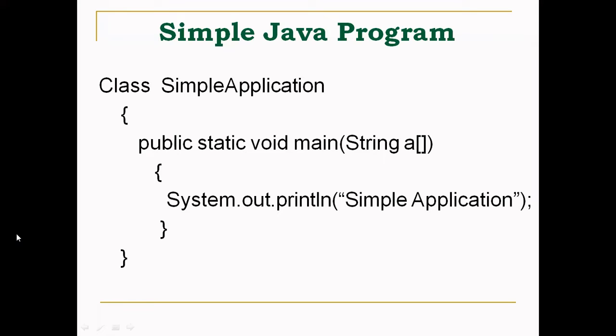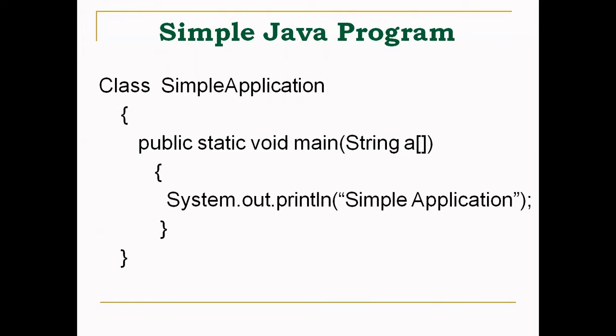Here public and static are modifiers. We'll see them later. A public method can be accessed from outside the class. Otherwise, the method cannot be used from outside. So it is a public method. Static is an important modifier.